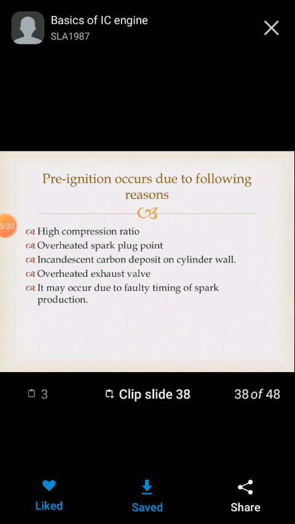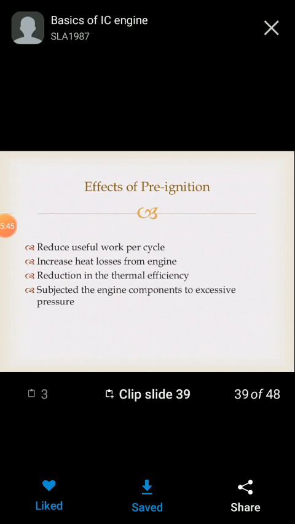Pre-ignition occurs due to the following reasons: a high compression ratio, overheated spark plug points, an overheated exhaust valve. It may also occur due to faulty timing of spark production. Effects of pre-ignition: reduced useful work per cycle, increased heat losses from the engine, reduction in thermal efficiency, and subjecting the engine components to excessive pressure.